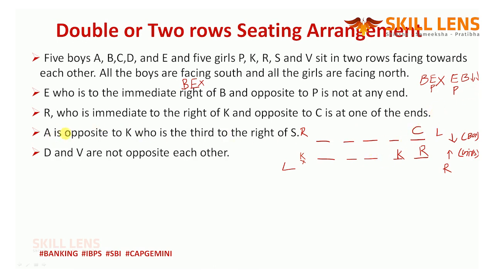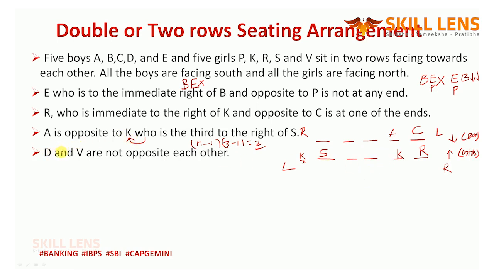Next point, A is opposite to K. So I have to place A here. K is third to the right of S. So I have to place S here. See, third to the right means there are no 3 places gap. Third to the right means n minus 1, so 3 minus 1, which means 2 gaps only. So I have 2 gaps. I have explained that particular point. Okay, next point.